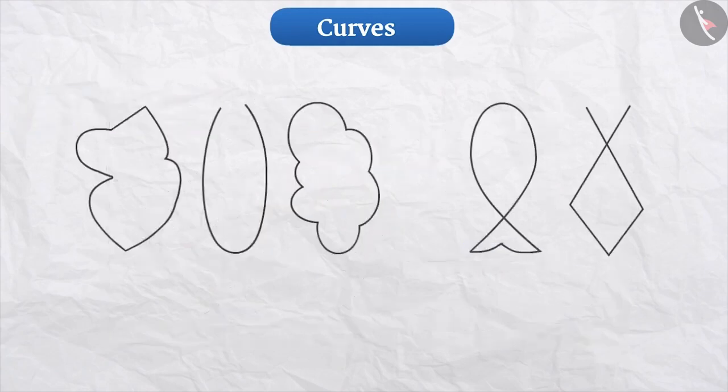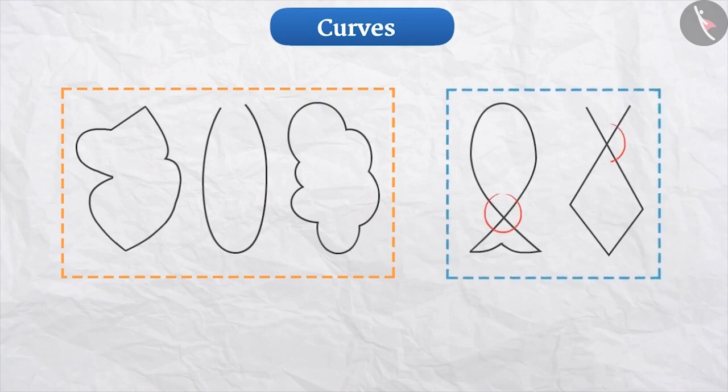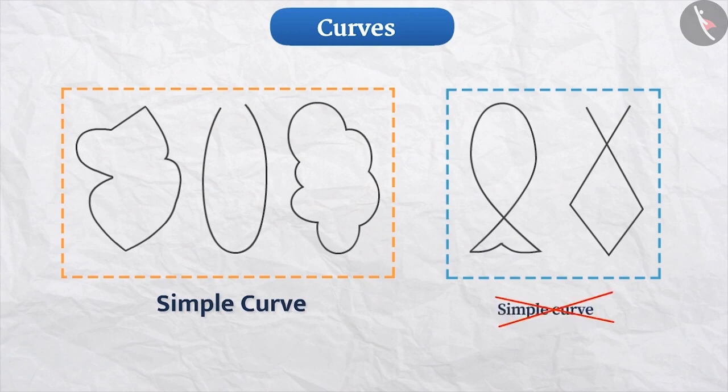What is the difference between these curves? Think for a while. These curves do not have a line that cuts itself, whereas these curves cut themselves. When a curve does not cut itself, then we call it a simple curve. If a curve cuts over itself, then it is a non-simple curve.